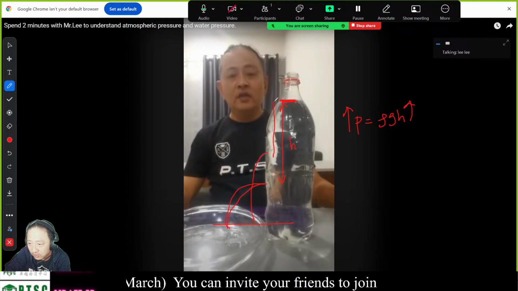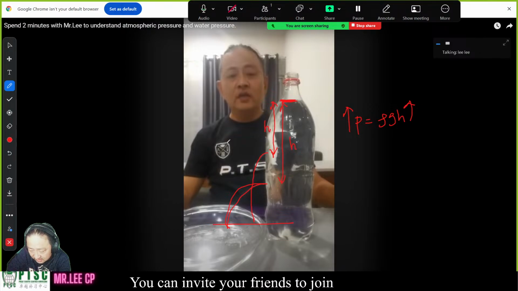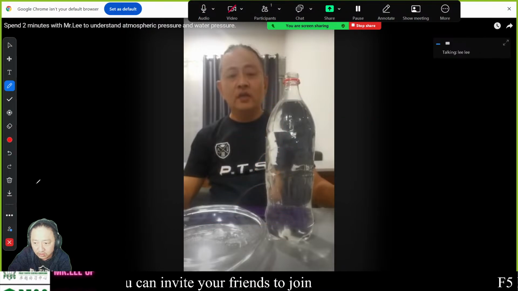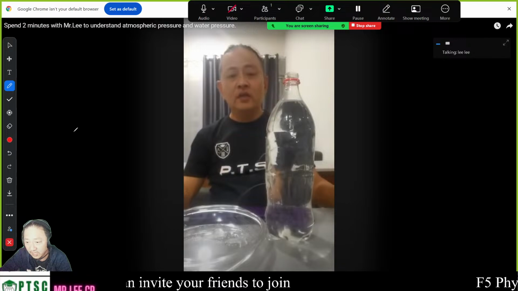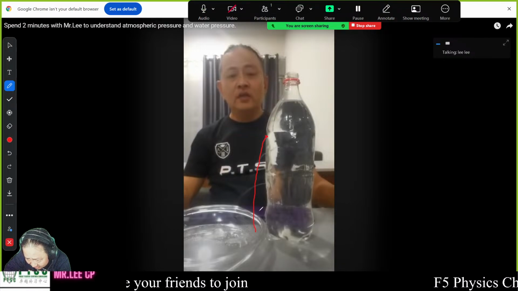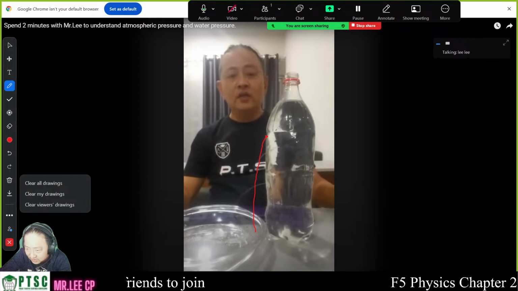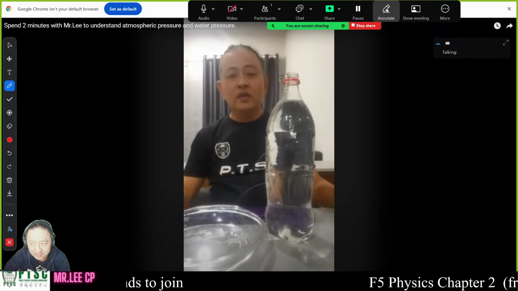So this one, the h is less, right? The h here is less, so it will not spurt that far. This one also spurts actually, but you cannot really see it, because the pressure here is so little. Okay.